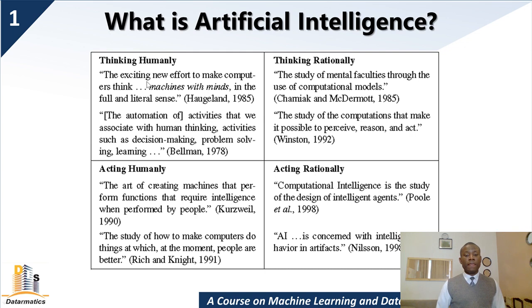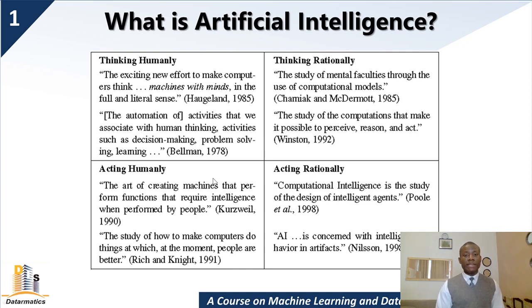One of them is the one made by Bellman in 1978. He says, the exciting new effort to make computers think, machines with minds in the full and literal sense. So again, we have the word think. What does it mean to think? You have to look at options and make a choice of what to do. So in this way, computers should be able to look at the environment and make a choice on what to do.